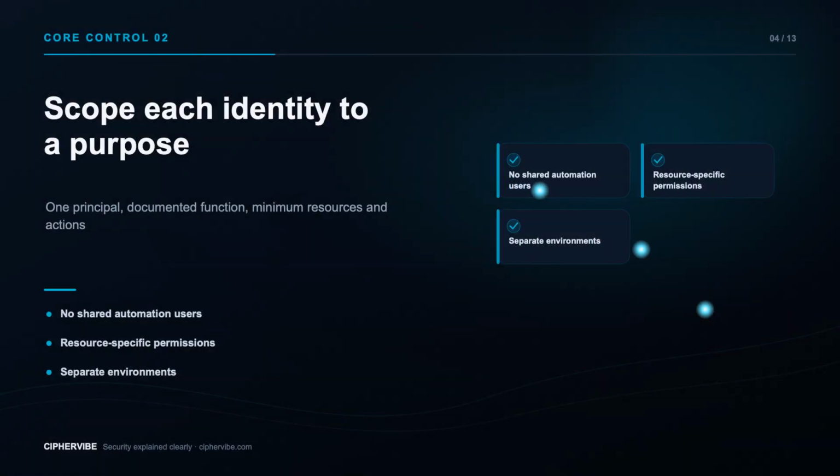The second building block is scope each identity to a purpose. Create a distinct identity for each workload or automation purpose. Limit its actions to exact resources, separate development from production, and prevent a build, application, or remediation job from assuming unrelated administrative roles merely because a single shared account is convenient.